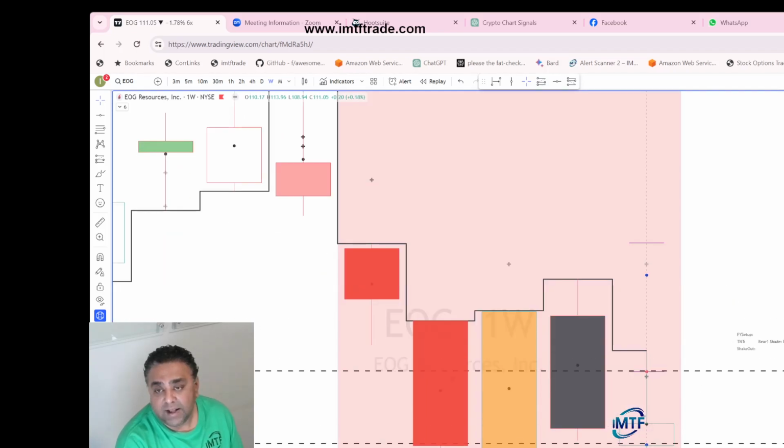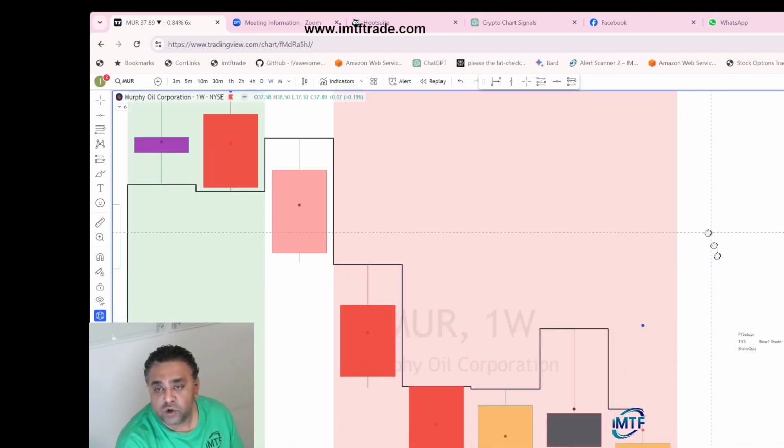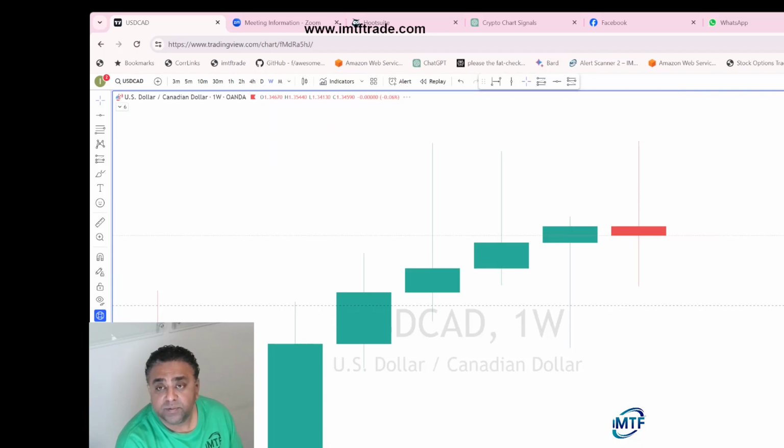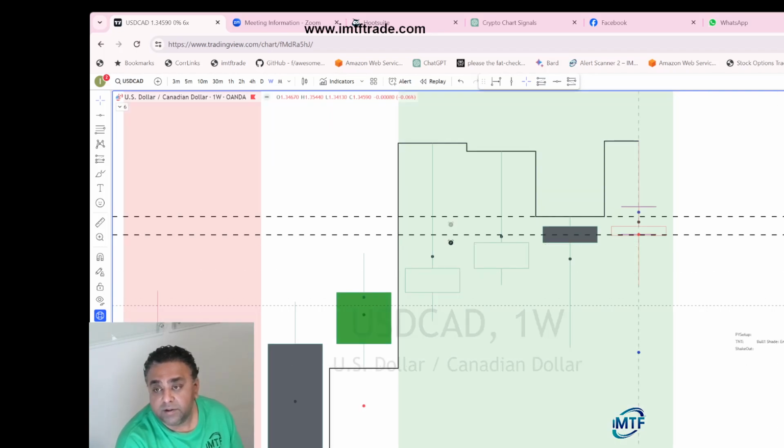Over here, it got to that line right there, so it would break even. So even though these are losing trades, with money management you could learn how to get out at break even. That's break even too. This is break even.